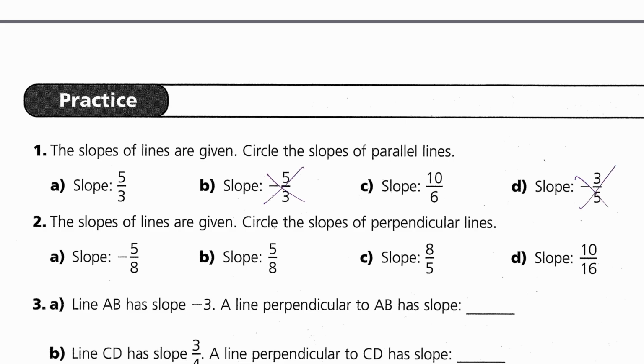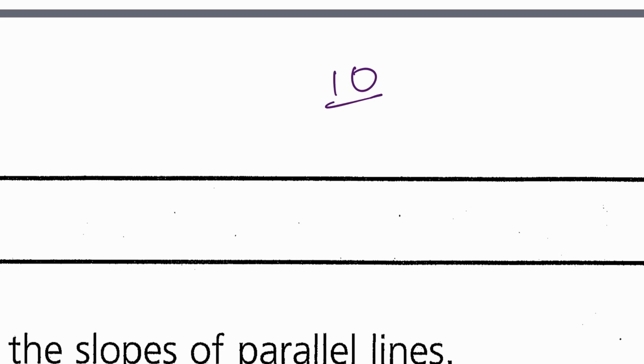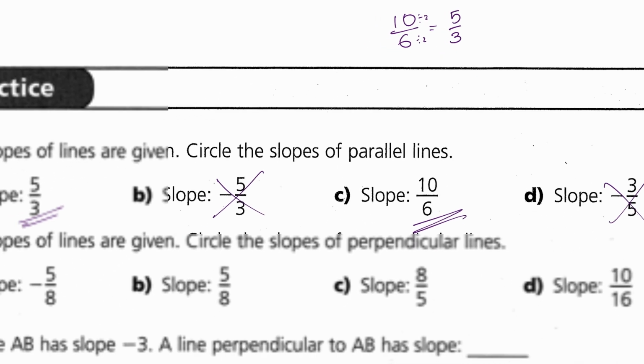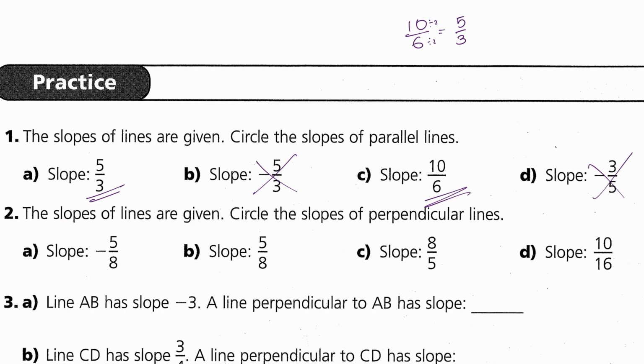Remaining, we have 5 over 3 and 10 over 6. Do you think they are the same? Yes, they are. You know why? 10 over 6 is technically equal to 5 over 3, because you can divide by 2. 10 divided by 2 is 5. 6 divided by 2 is 3. So 10 by 6 and 5 by 3 are equivalent fractions. So if we have equivalent fractions or the same numbers, they must be parallel lines.